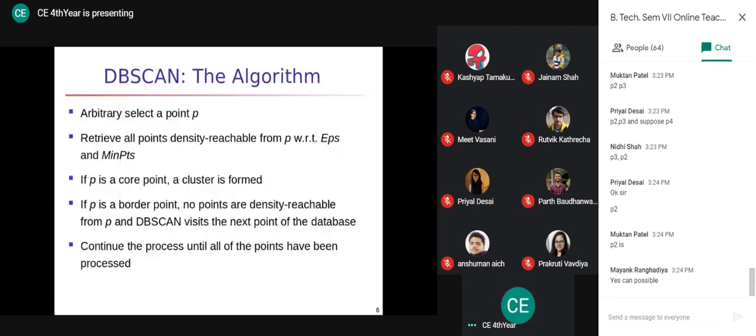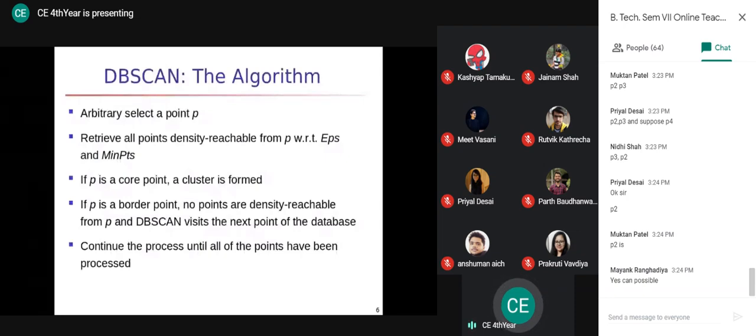And whichever points you can find, if P is a core point, all points which are in the territory of P as well as its neighbor core point and its neighbor core point and so on, all such points are part of one single cluster. But if P is a border point and no points are density reachable from P, then we'll just keep P and visit the next point, right? We will not try to form a cluster considering P.